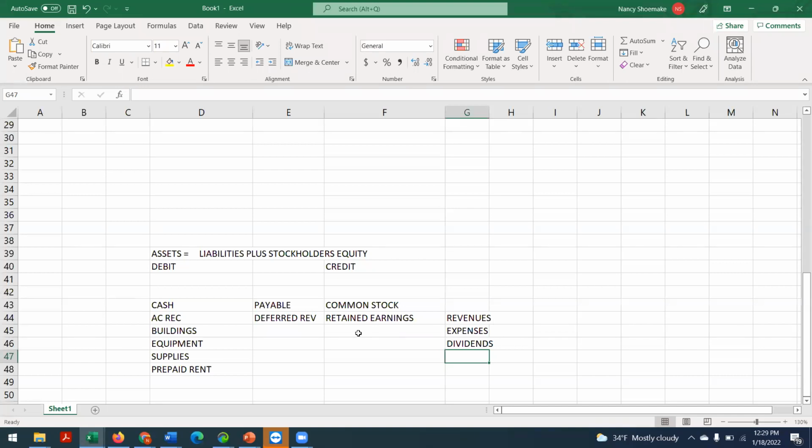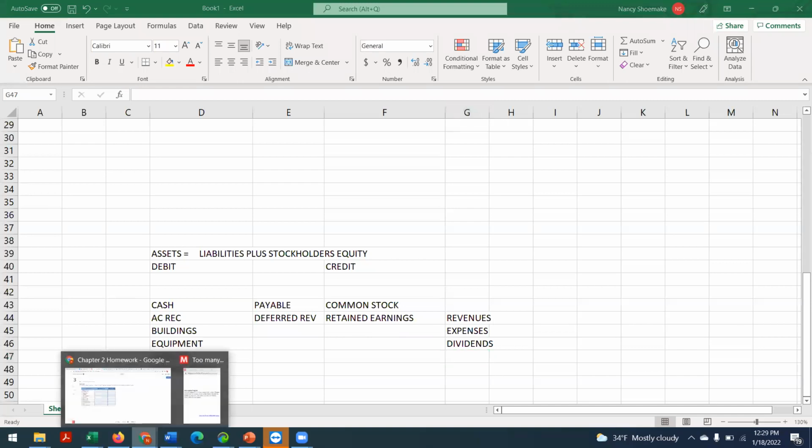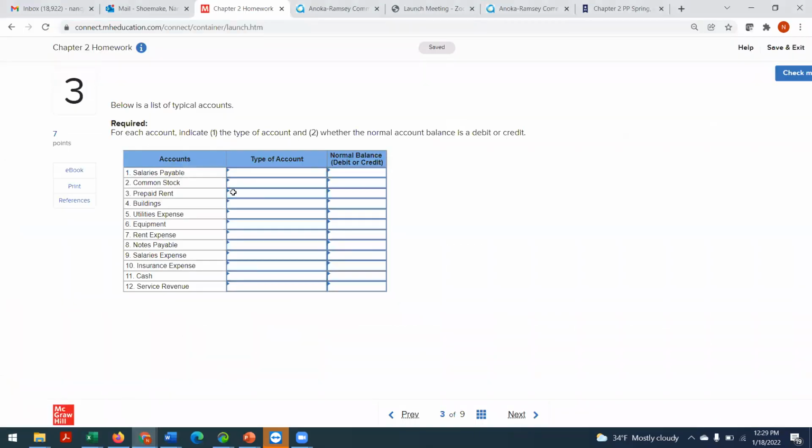So when you go to do this problem, the first thing you need to do is figure out what type of account it is. And then once you know the account, you know the normal balance. Assets have a normal debit balance. Liabilities and stockholders' equity have a normal credit balance.